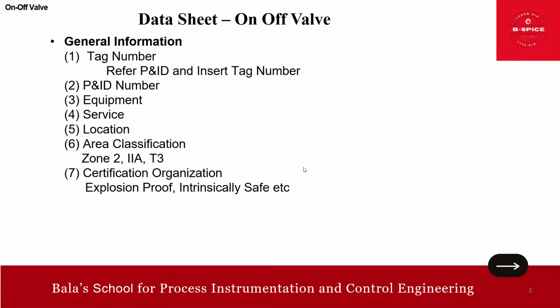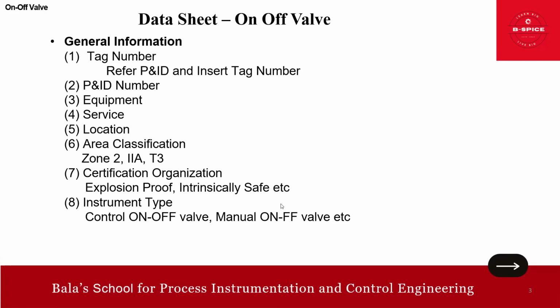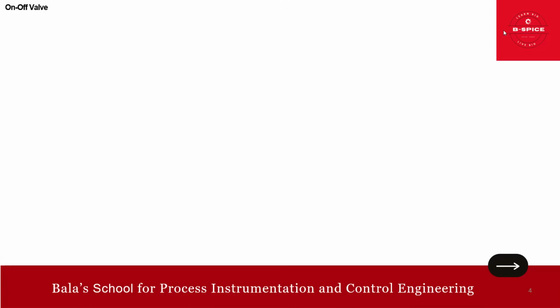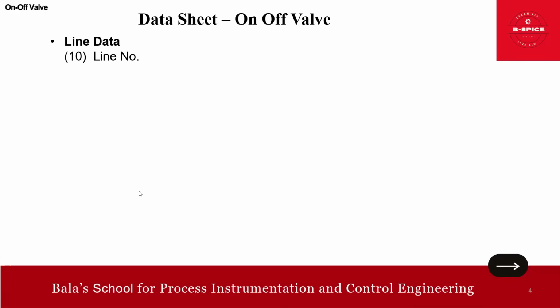Then certification organization, maybe explosion proof or IS, based on your requirement. Then instrument type, control valve, on-off or manual. One point I want to inform here: if it is a high process performance or severe service, then you include it as high performance, friends. Okay, that's it.